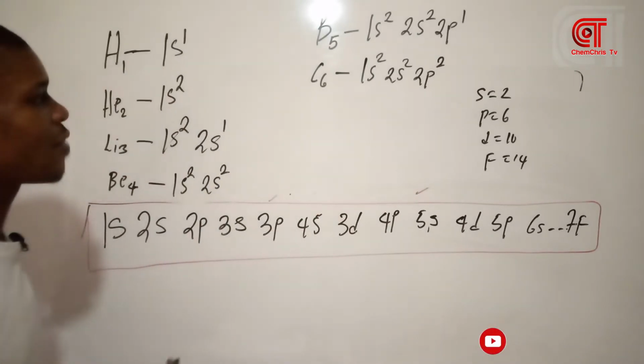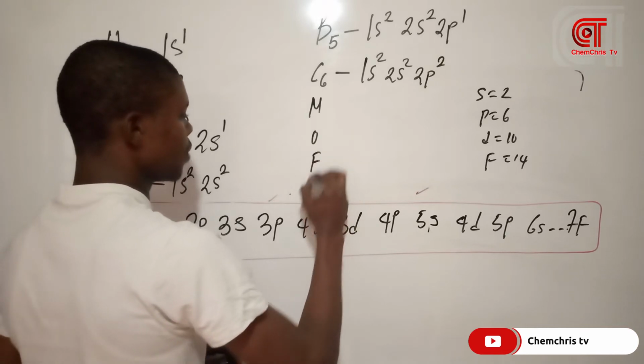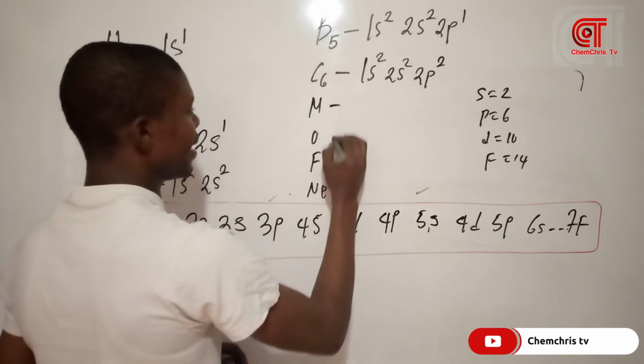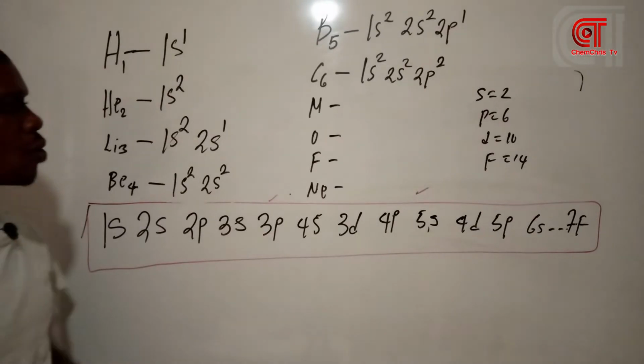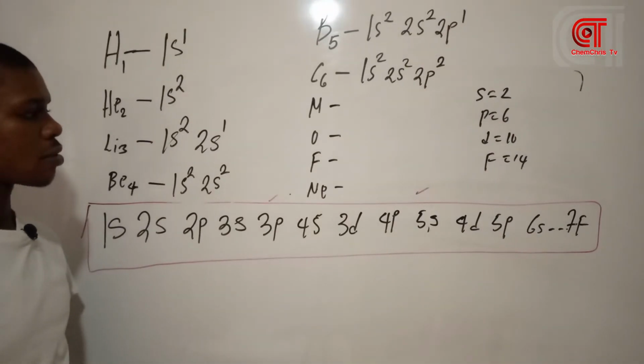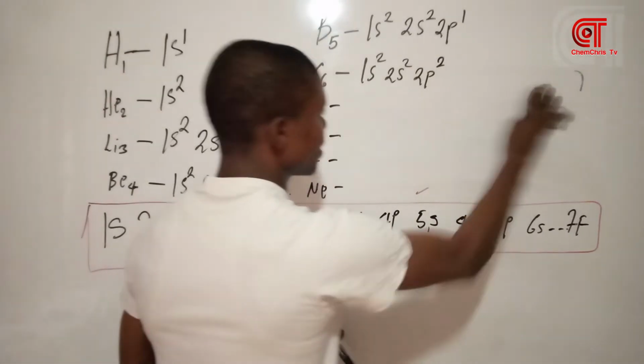So with this approach now, I believe you can do nitrogen, oxygen, fluorine, neon. So go ahead and do it for me. Pause the video and do it for me. Let me give you a couple of seconds to do that. Right? I believe you have done that. Now let's see if you are correct.